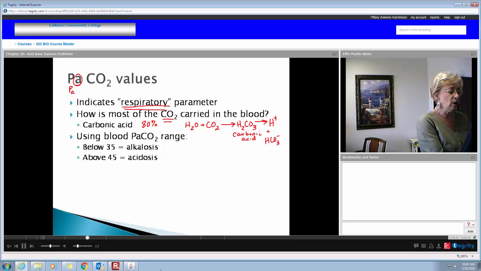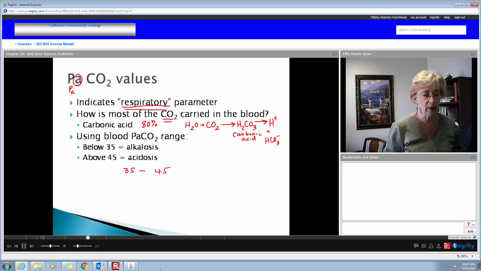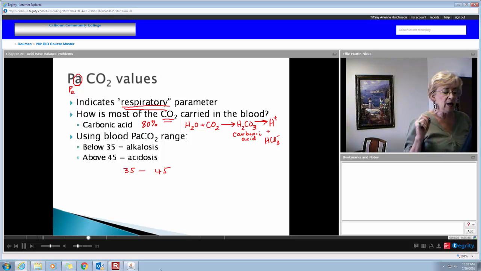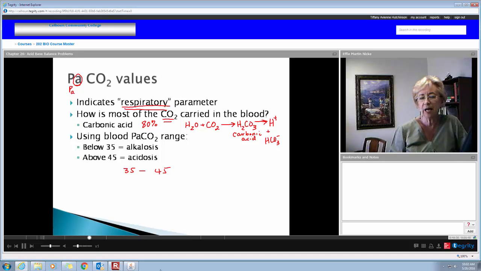So using the blood PaCO2 range that was 35 to 45, here's what I want you to remember. If you have a lot of carbon dioxide in the blood, does that not stand to reason that you will have a higher amount of acid? You're going to be producing more carbonic acid, because as your body needs to get rid of that CO2, 80% of it's going to combine with the water in the plasma and form carbonic acid. So the more carbon dioxide waste you have, the more acidic your blood might tend to be, right?